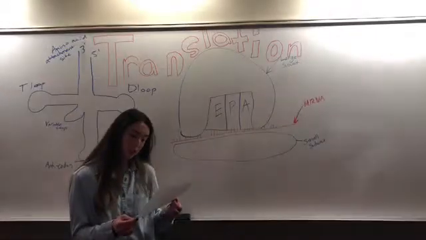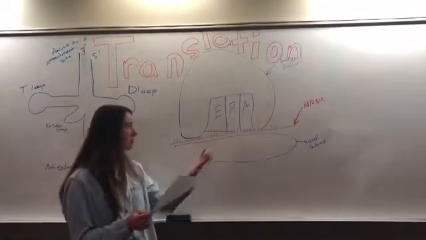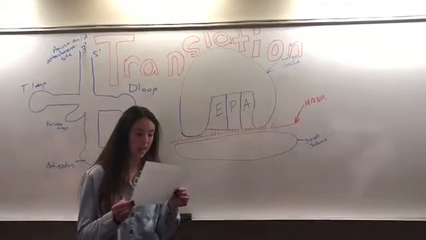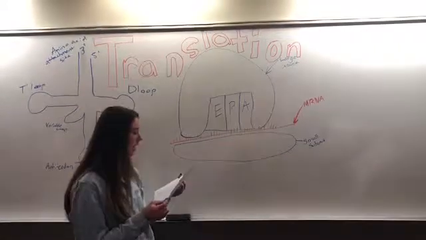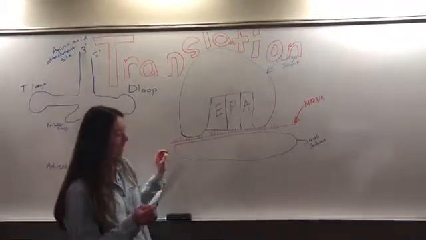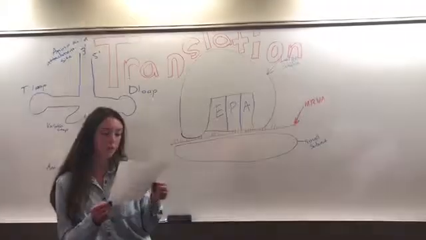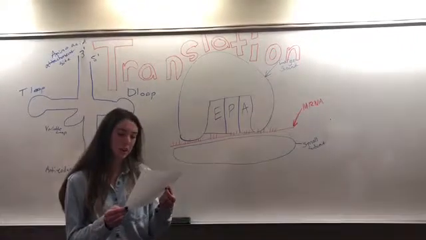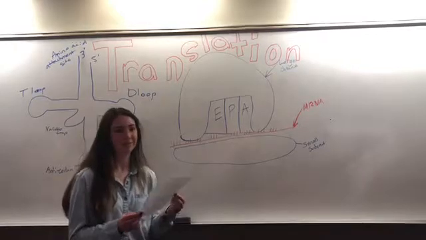Within this process, the release factor binds to the A site, here, and the bond between the tRNA in the P site and the final amino acid of the polypeptide chain breaks. This terminates translation and separates it into individual parts.